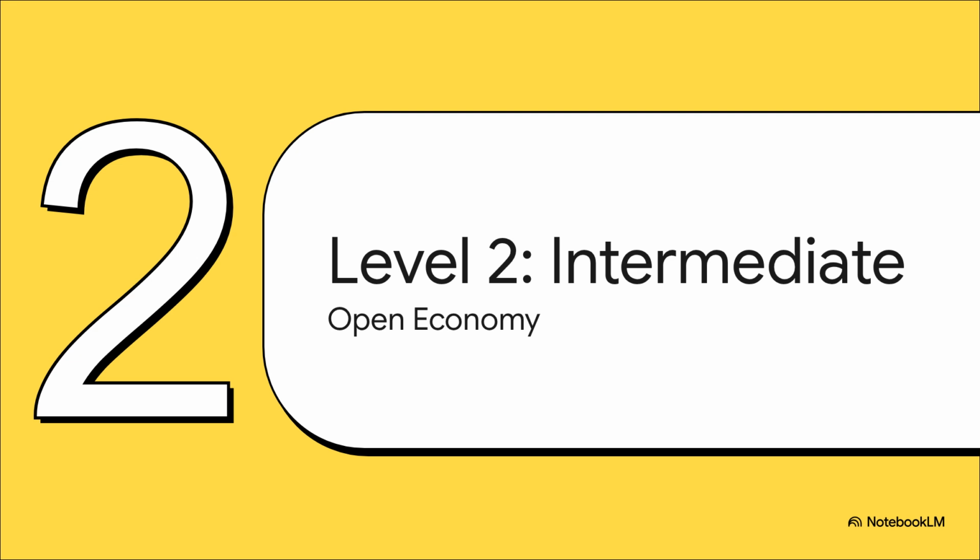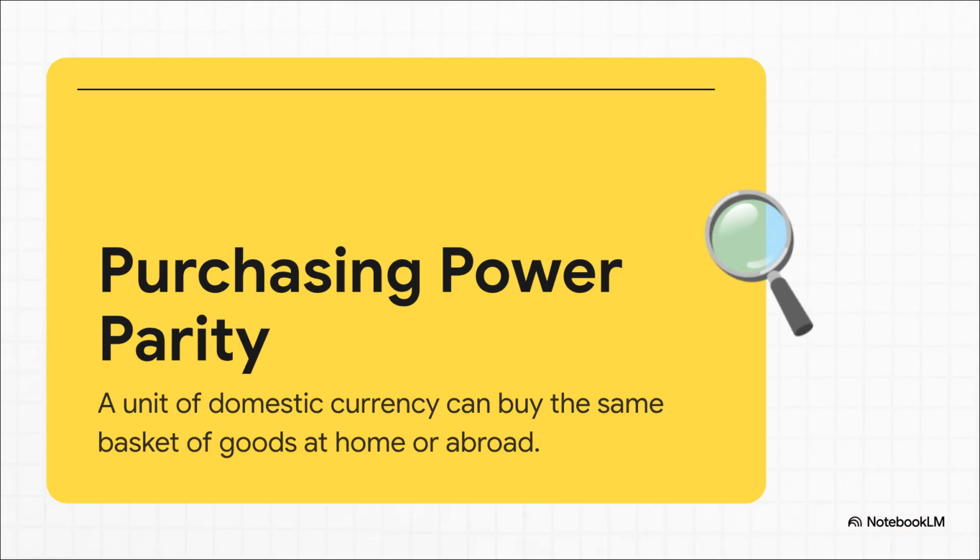Welcome to Level 2, Intermediate, where we dive into the open economy. So now, we are no longer operating in a vacuum. We are officially opening the borders to international trade and finance. Now, a massive concept in this open economy is the real exchange rate, which basically measures a country's competitiveness. And that brings us right to purchasing power parity, or PPP for short.